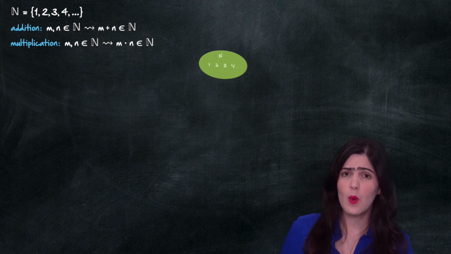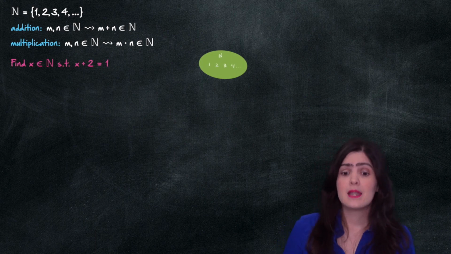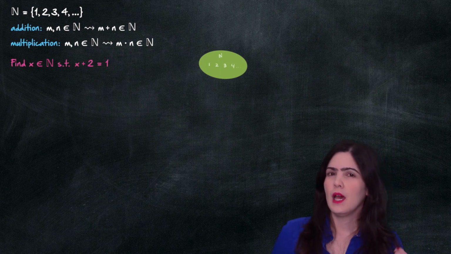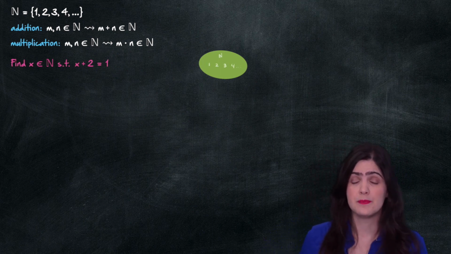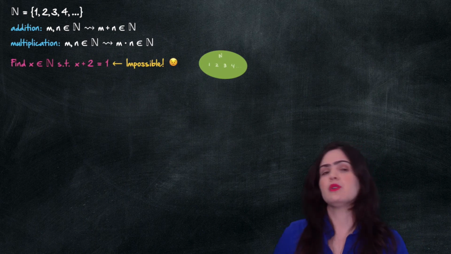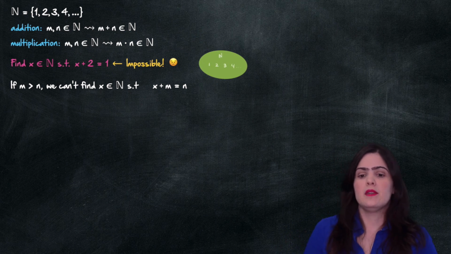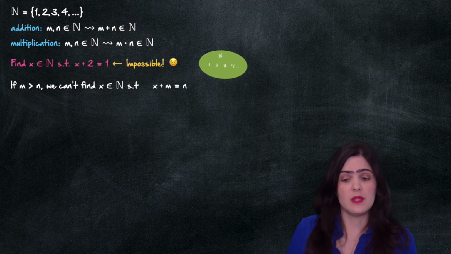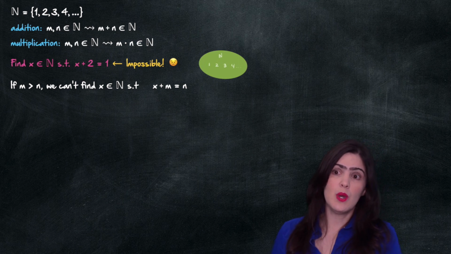And now I want you to find a natural number x such that x plus 2 is equal to 1. And I'm sure you very quickly realize that this is absolutely impossible. And in fact, if m is larger than n, we cannot find any natural number x such that x plus m is equal to n. That's a problem. How do I solve it?